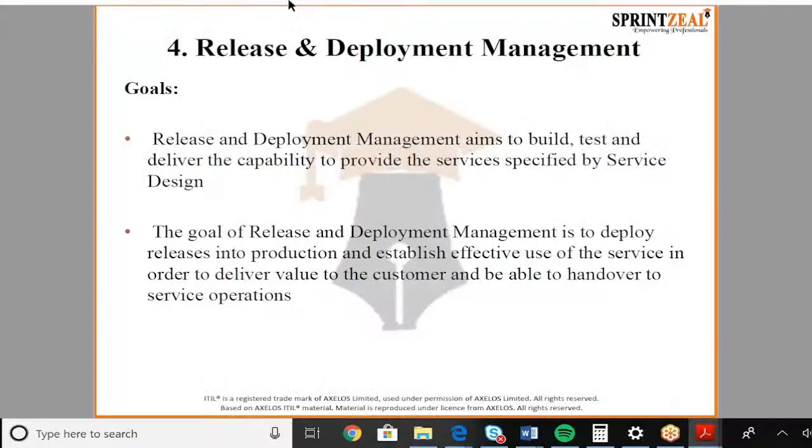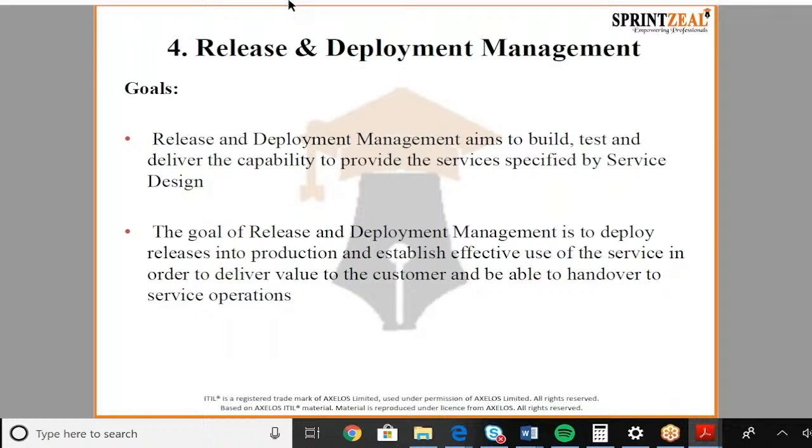Okay, release and deployment management. Its goals. I'm sorry, release and deployment management aims to build, test, and deliver the capability to provide the services specified by service design. So release and deployment management is only concerned with build, test, and deliver. That's it. Quite different from what we've experienced in the real world most times.